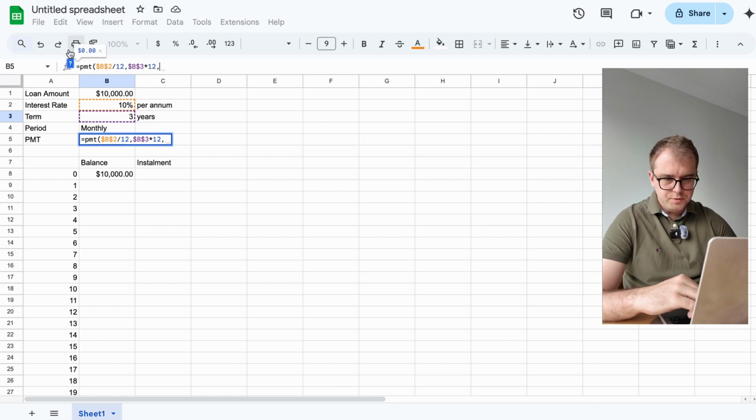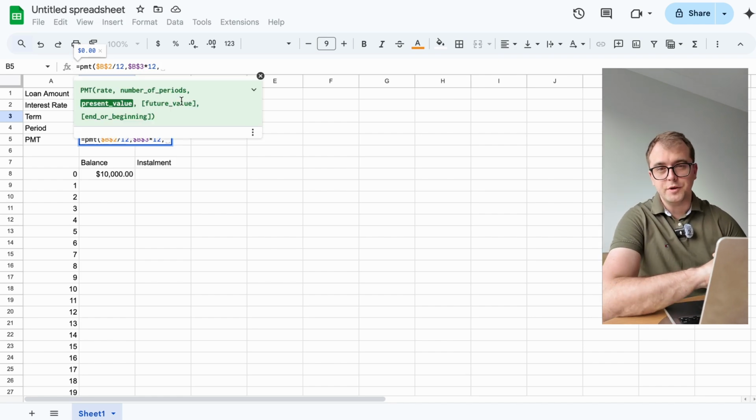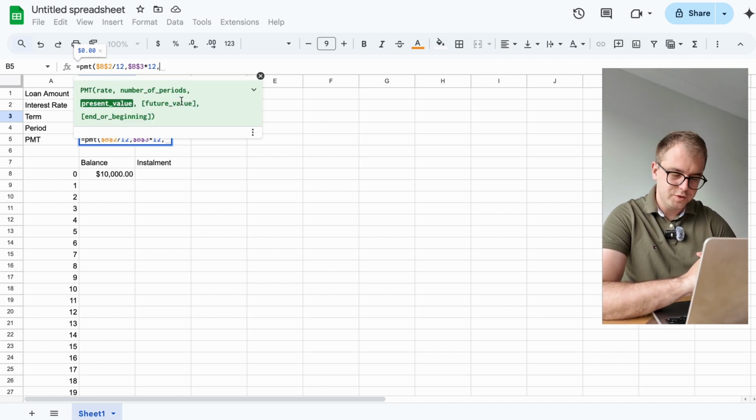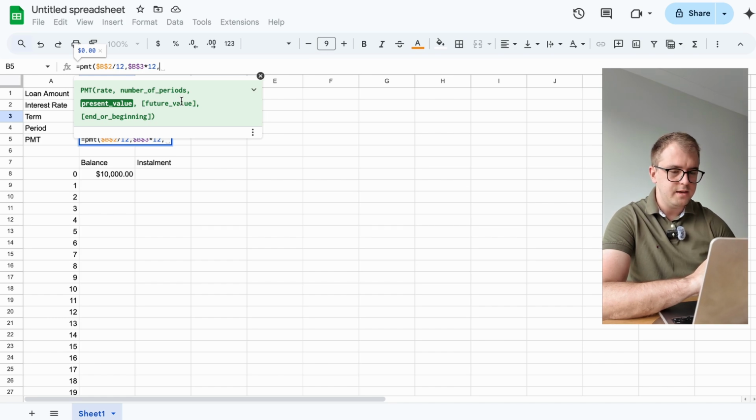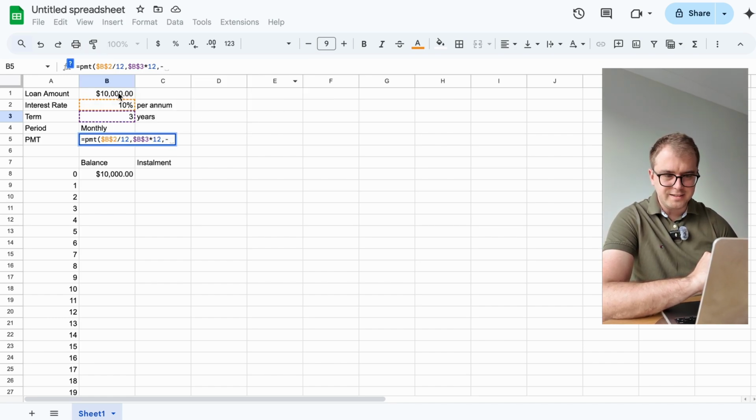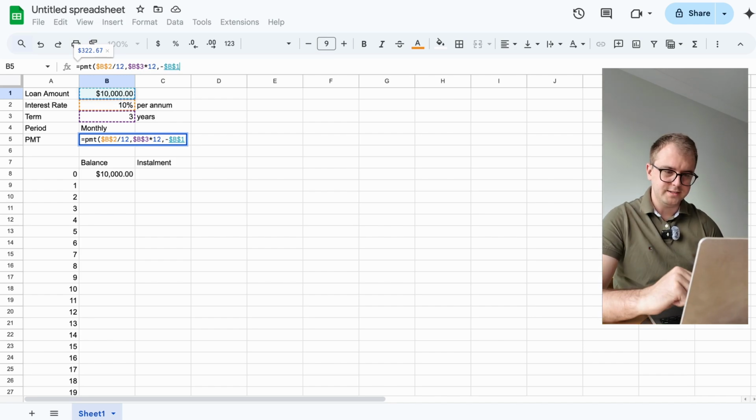And then we need to, let's have a look, find our present value. So that is our loan amount at the start of the contract. So we need to use a minus sign here. So we can go minus. I'll just collapse this again. And then I select the 10,000, locking for good practice.